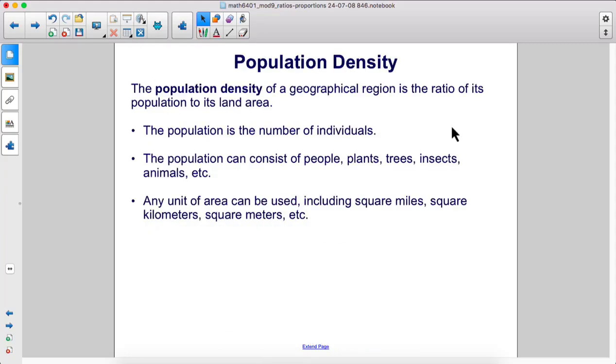The population density of a geographical region is the ratio of its population to its land area. The population is the number of individuals. The population can consist of people, plants, trees, insects, animals, etc. Any unit of area can be used, including square miles, square kilometers, square meters, etc.